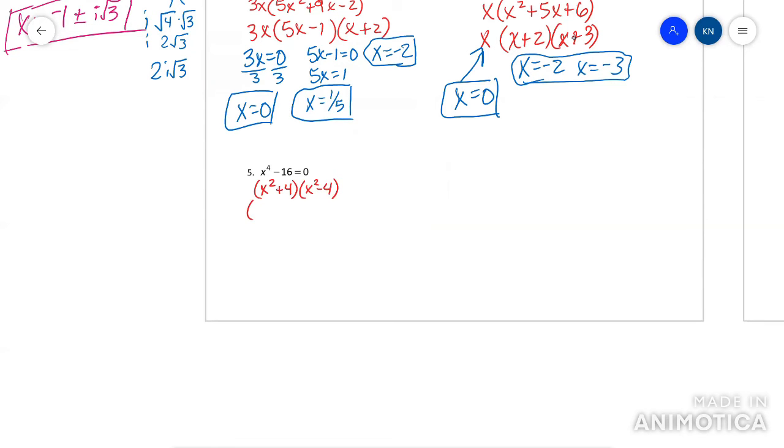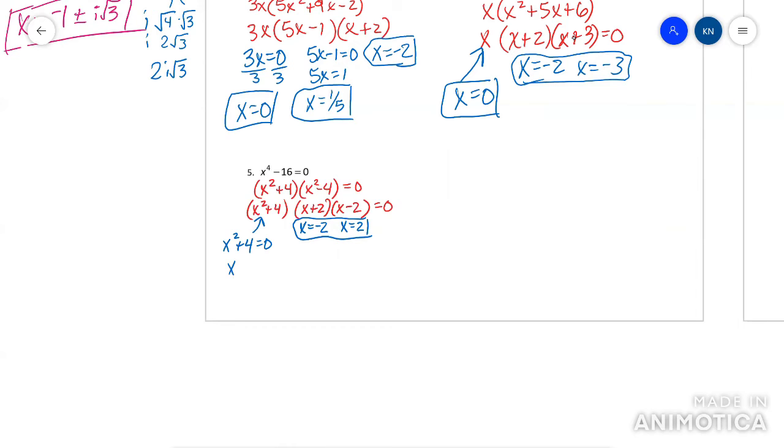All right, now from here, it factors even further. This x squared plus 4 doesn't, because it's not a difference of squares. But this x squared minus 4 is a difference of squares. So it'd be x plus 2, x minus 2. So this right here would be fully factored form. I forgot the equal zeros over here, but that's okay. So this one's going to give you x equals -2, and this one's going to give you x equals +2. Those are easy.